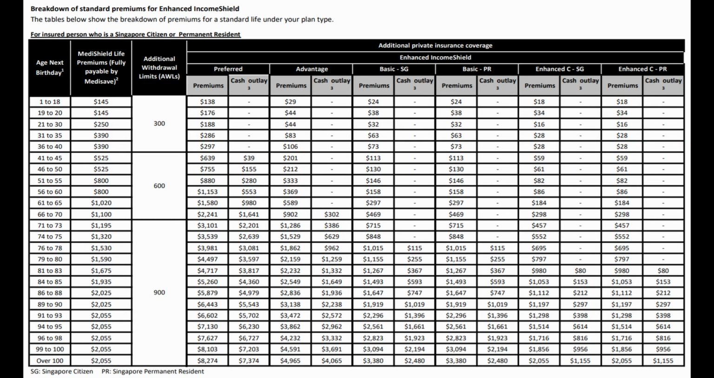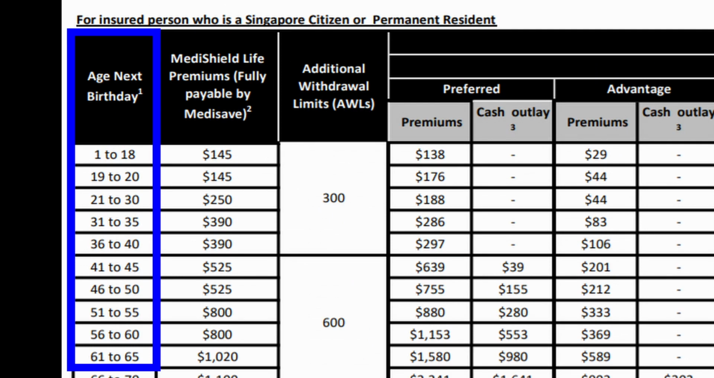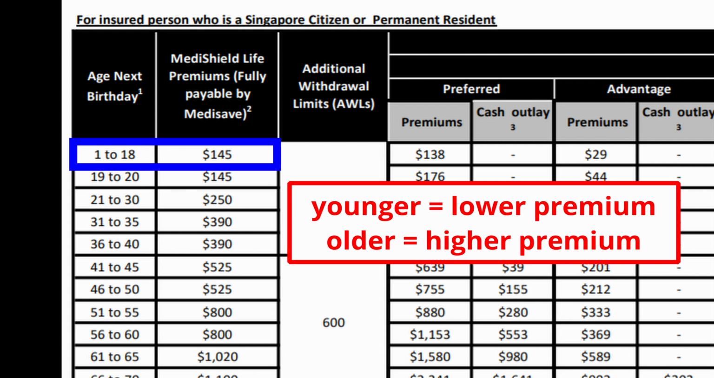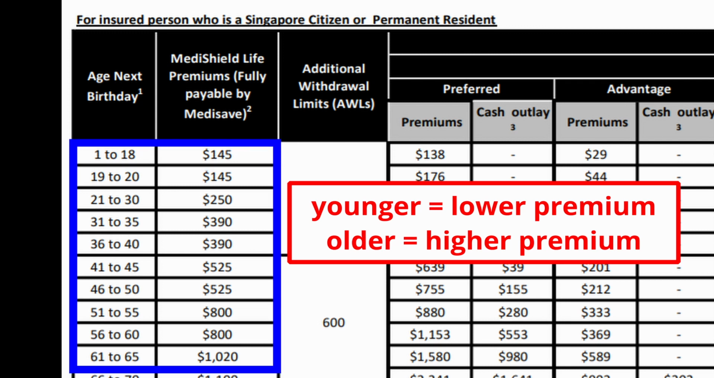So let's just start with the first two columns. The first column is the age next birthday, and the second column is your Medishield Life premium. As you can see, from 1 year old to 18 years old, the Medishield Life premium is $145. And as you become older, the premium starts to become more expensive because the chances of you getting hospitalized is higher when you're older.